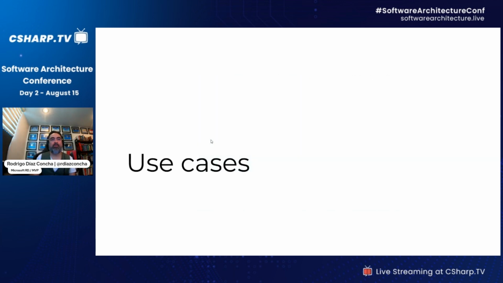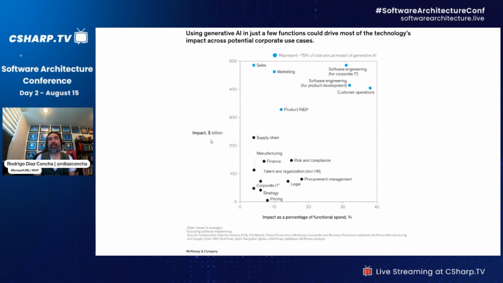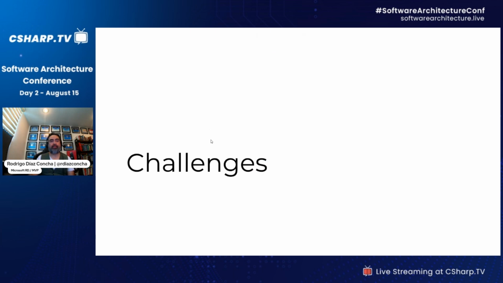Okay. So use cases. The top 4 use cases that McKinsey and Company detected some months ago are software engineering, customer operations, product research and development, and marketing. So those 4 are the top use cases where you can use Gen AI. You can see there are, of course, other use cases, but those 4 are the most important ones.